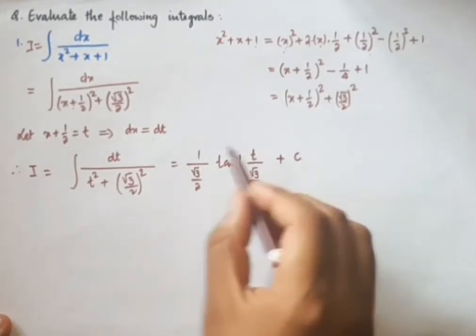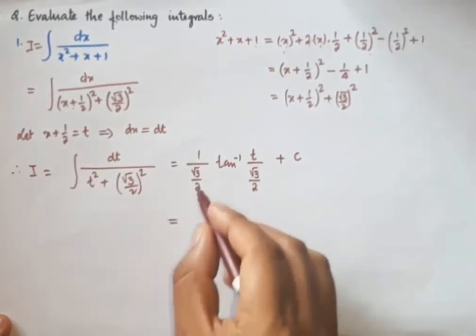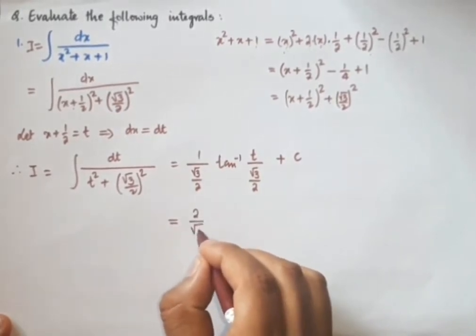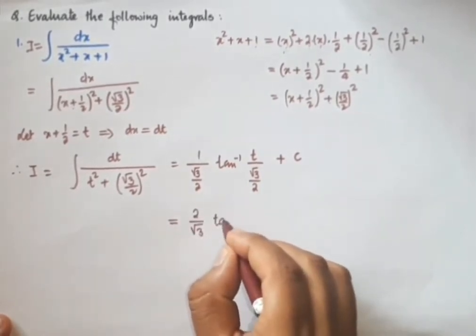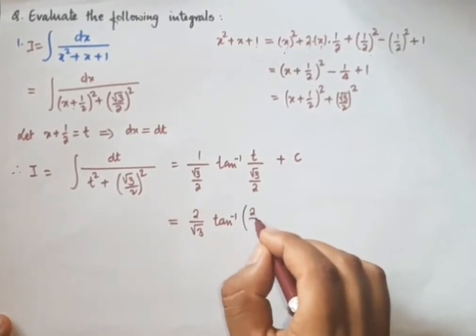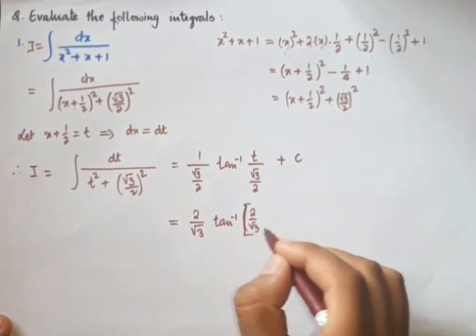And how much is t? T is equal to x plus half, right? So this can be simplified in this way. This 2 goes to the numerator, so we have 2 by root 3 tan inverse. So this is again 2 by root 3, right? Okay, and let me put this bracket out here.